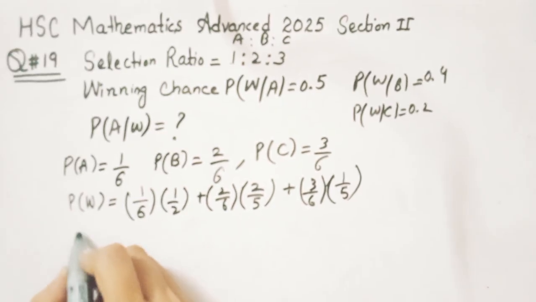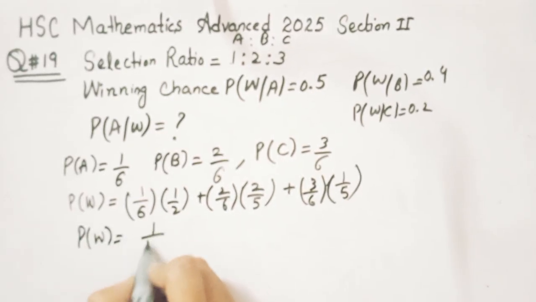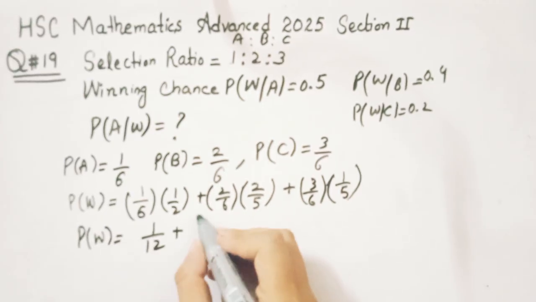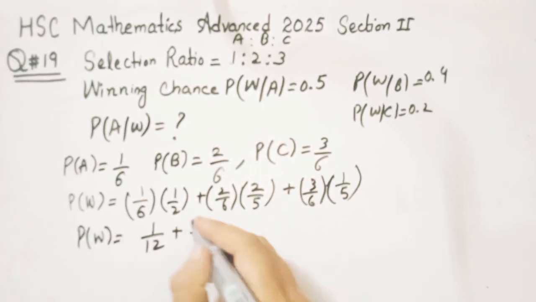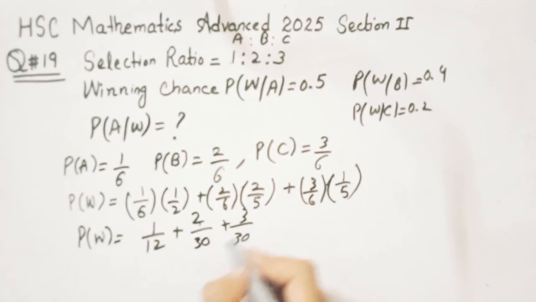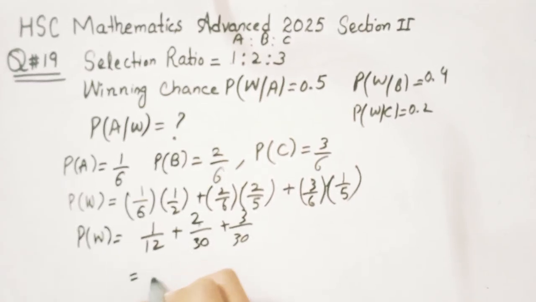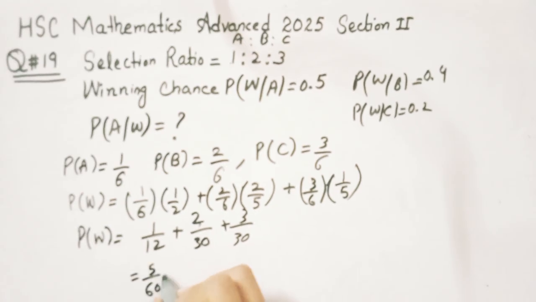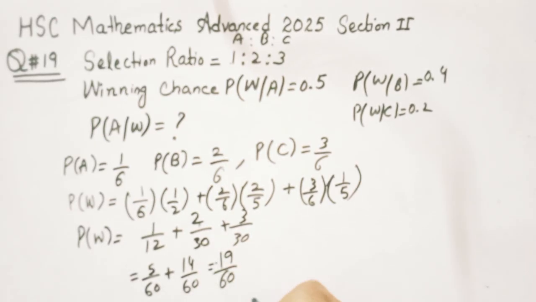Now you will add all of them: 1/12 plus 1/30 plus 1/10. Making the denominator 60, we get 5/60 plus 2/60 plus 12/60, so this will equal 19/60.